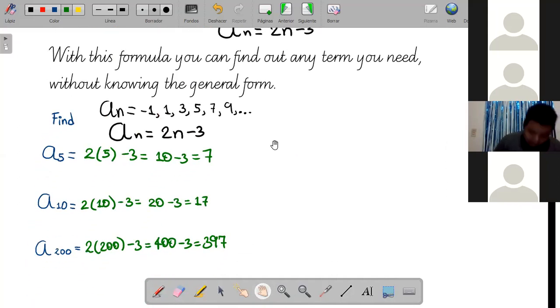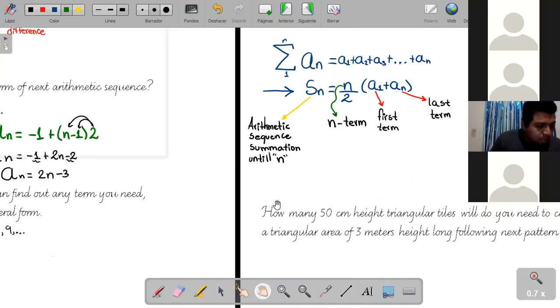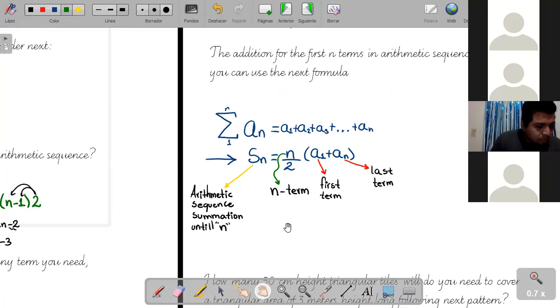So this first part, finding any term of the sequence, is going to be useful to find the addition of the terms in a sequence, which is the next part. And because of the time, I'm going to have the little break, as always, from 6 to 6:10. That way we're going to focus on this exercise. We're going to solve it right now. I think we have enough time.